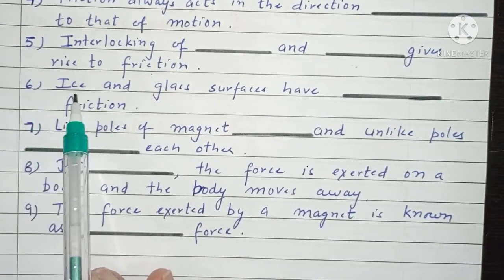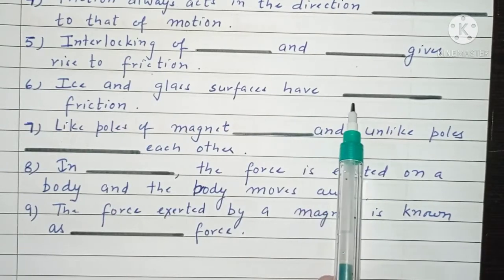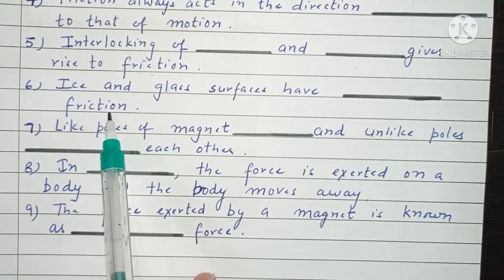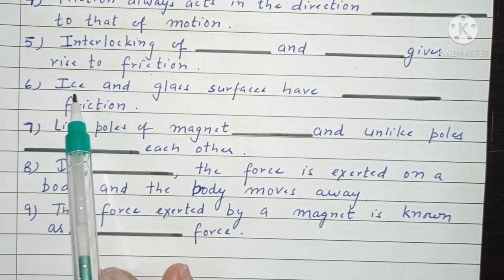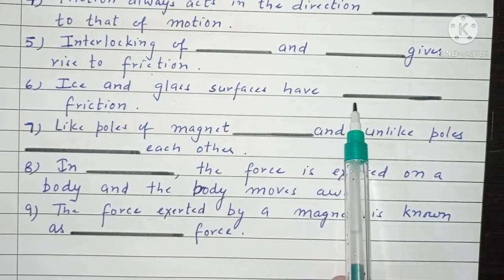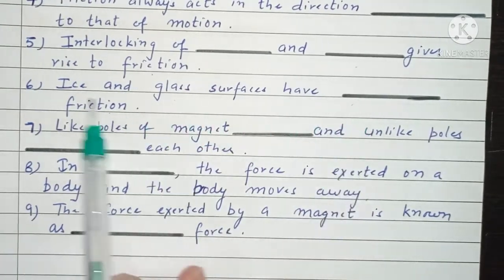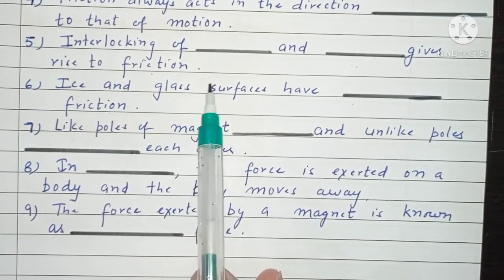Number 6, ice and glass surfaces have dash friction. We know that the movement is fast on ice and glass surface. So that means the friction will be less or more. Yes, it will be less friction because the surface is smooth.